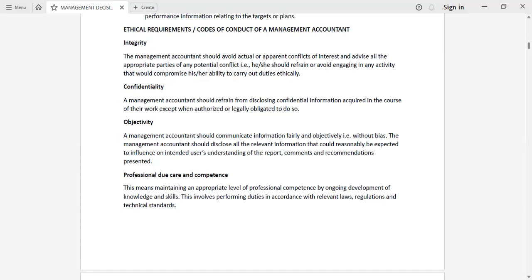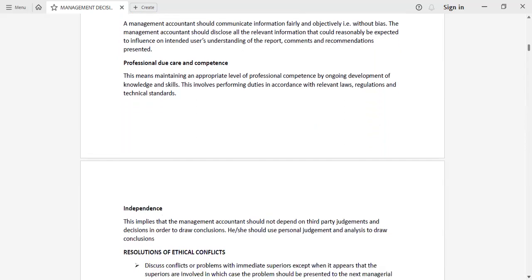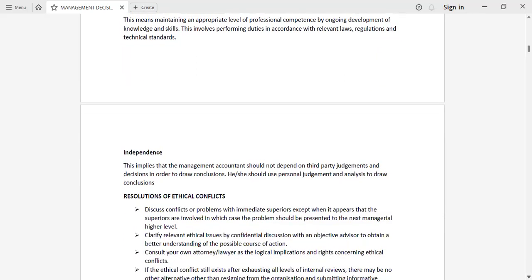So that's it for professional due care and competence. The scenarios we keep bringing are the same scenarios that you are going to find in the papers. You find someone who, when they graduated, tried to look for a job and failed to get the job, and started maybe his own school.